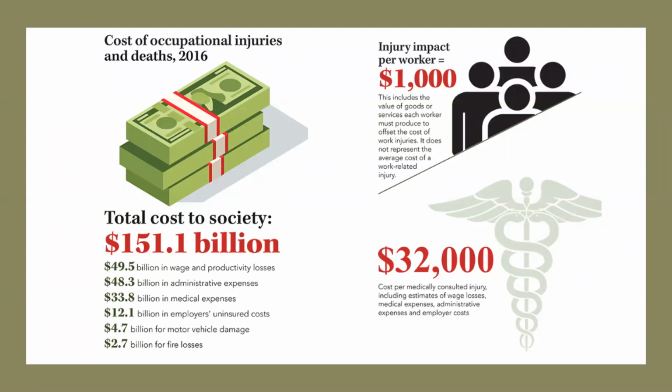And really, the injury impact per worker was about $1,000, and that includes the value of goods or services each worker had to produce to offset the cost of work injuries. So it's not the average cost of a work-related injury, that's the offset cost. And then they talked about $32,000 cost per medically consulted injury, and that includes estimate of wages loss, medical expenses, administrative expenses, employer costs. So when we talk about costs, we're not just talking about how much the treatment costs. It's all these other elements that are included: wages, medical, administrative, employer oversight.